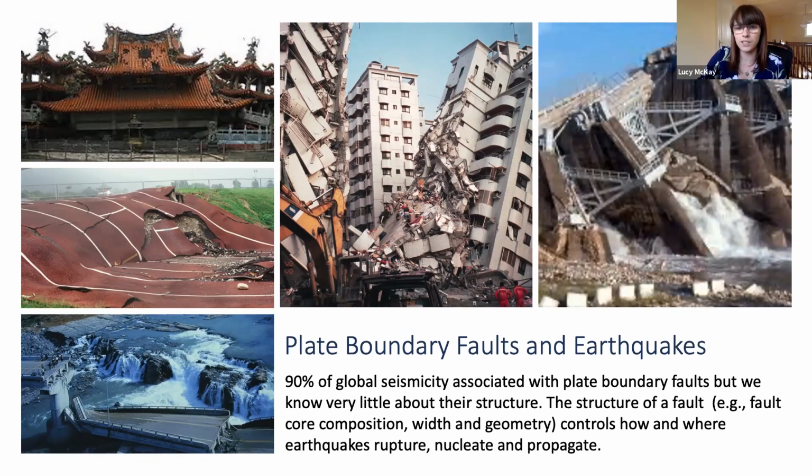For example, the 1999 magnitude 7.7 earthquake along the Chelungpu plate boundary fault in Taiwan saw significant variations in slip and ground motion at different locations along the fault, which is shown in these images here. As you can see, the different fault motions resulted in different casualties and different damage. This ranged from burst dams to collapsed buildings and even fallen temples.